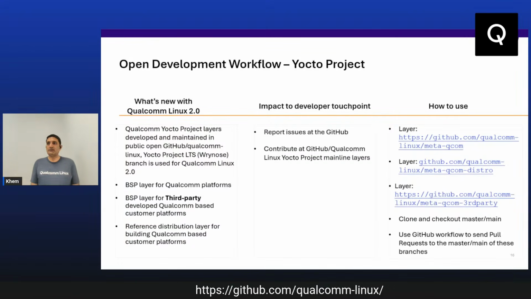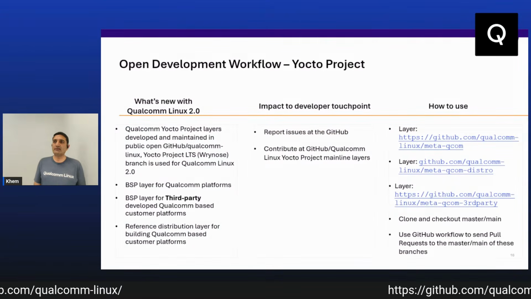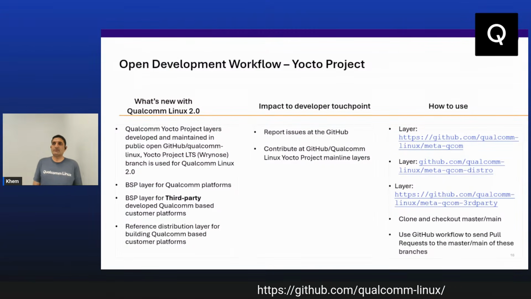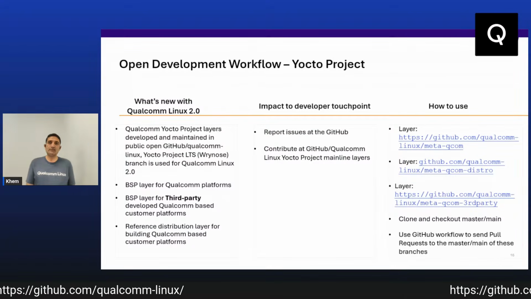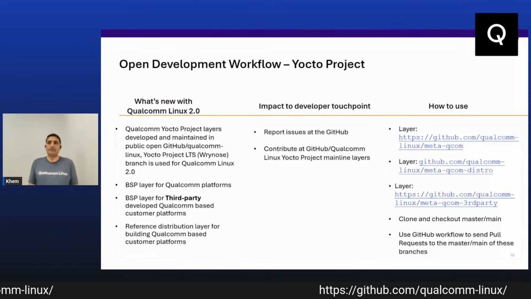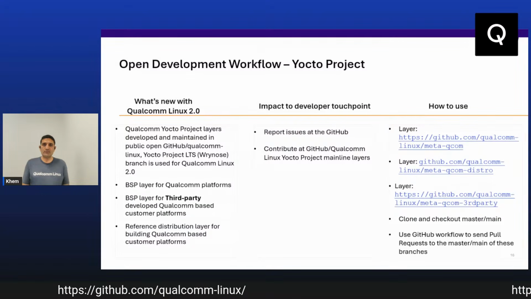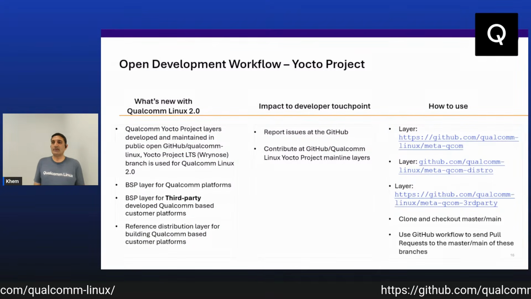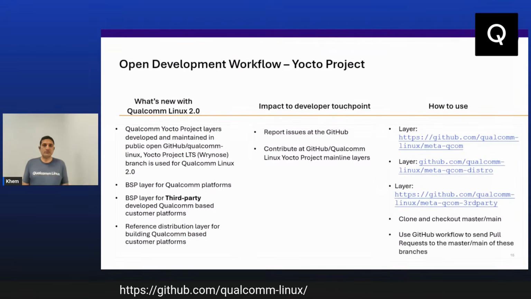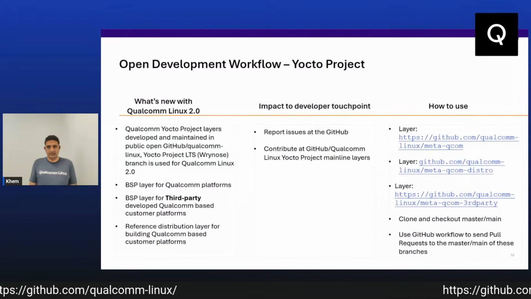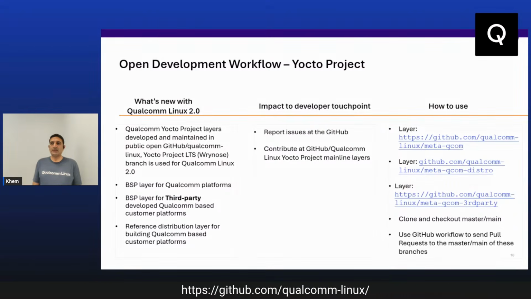Similarly, the second thing I'll cover is the Yocto Project, which is the distro builder that will build the platforms for Qualcomm Linux. And with this 2.0 release, it is based on the Yocto Project LTS 6.0 release, which is codenamed Rhinos. What it provides is primarily three components. There is Meta-Qualcomm, which is a BSP layer, and there is a third-party layer called Meta-Qualcomm-third-party, and the reference distribution layer that we built together. All these layers are again hosted openly. You can check out the distro layer, and you can build any of the platforms there.